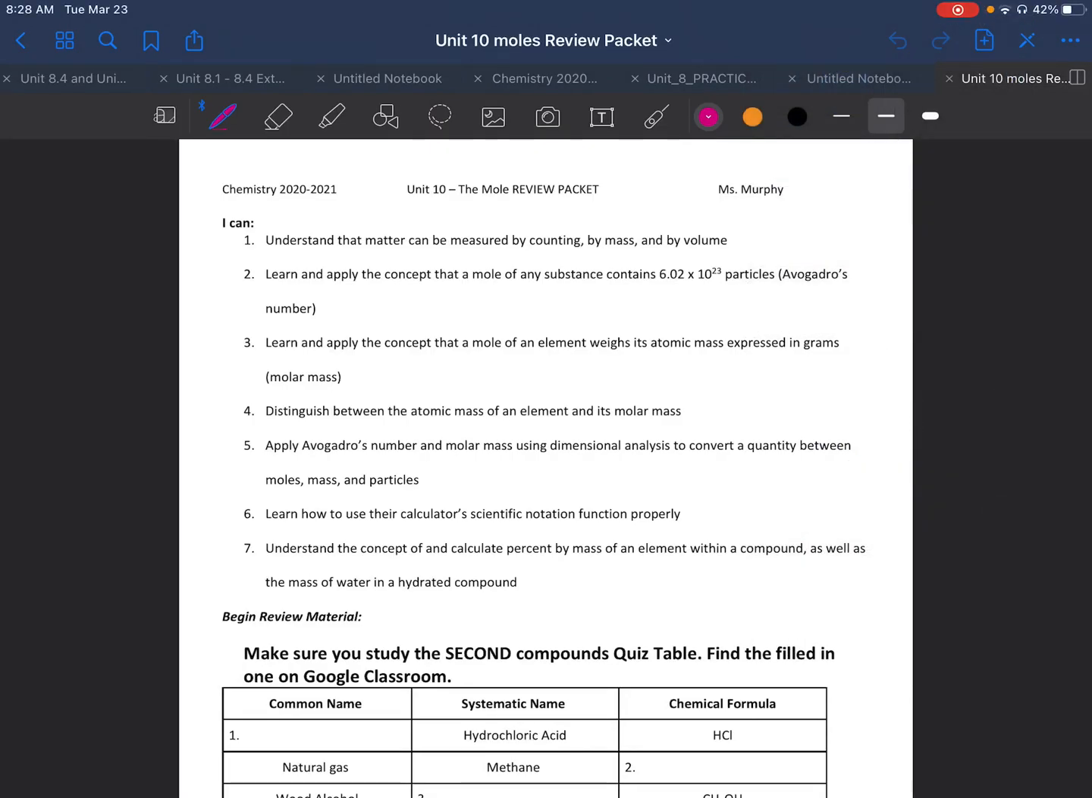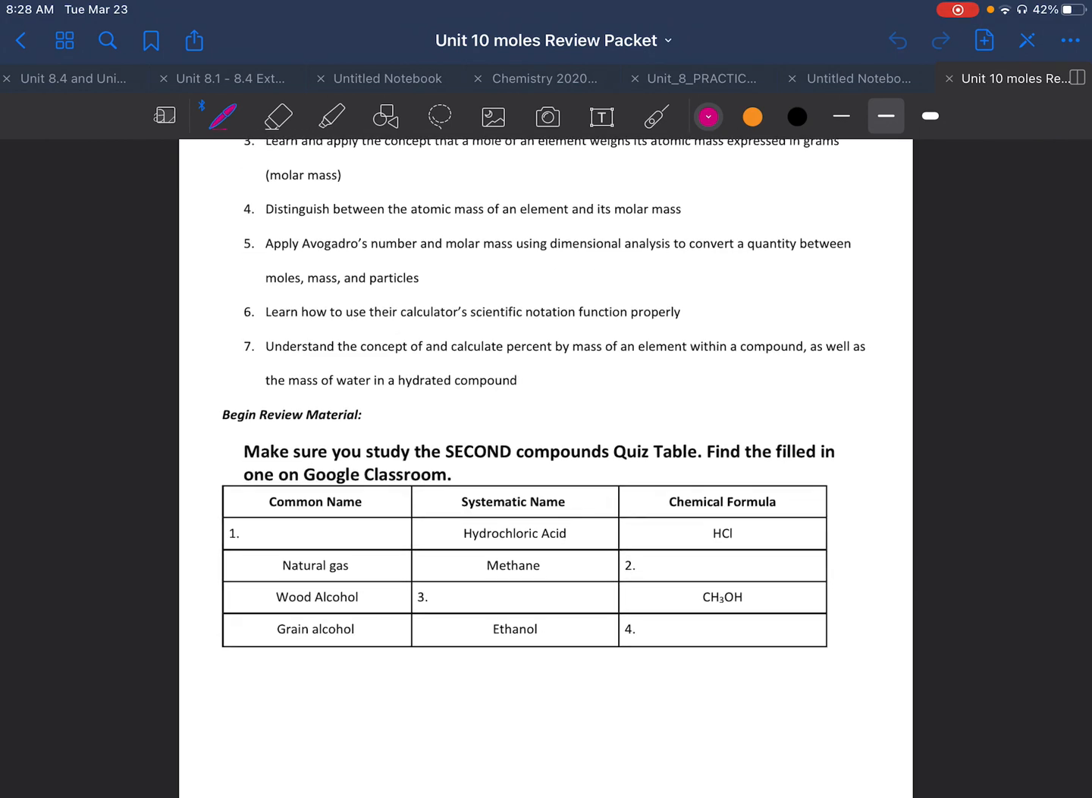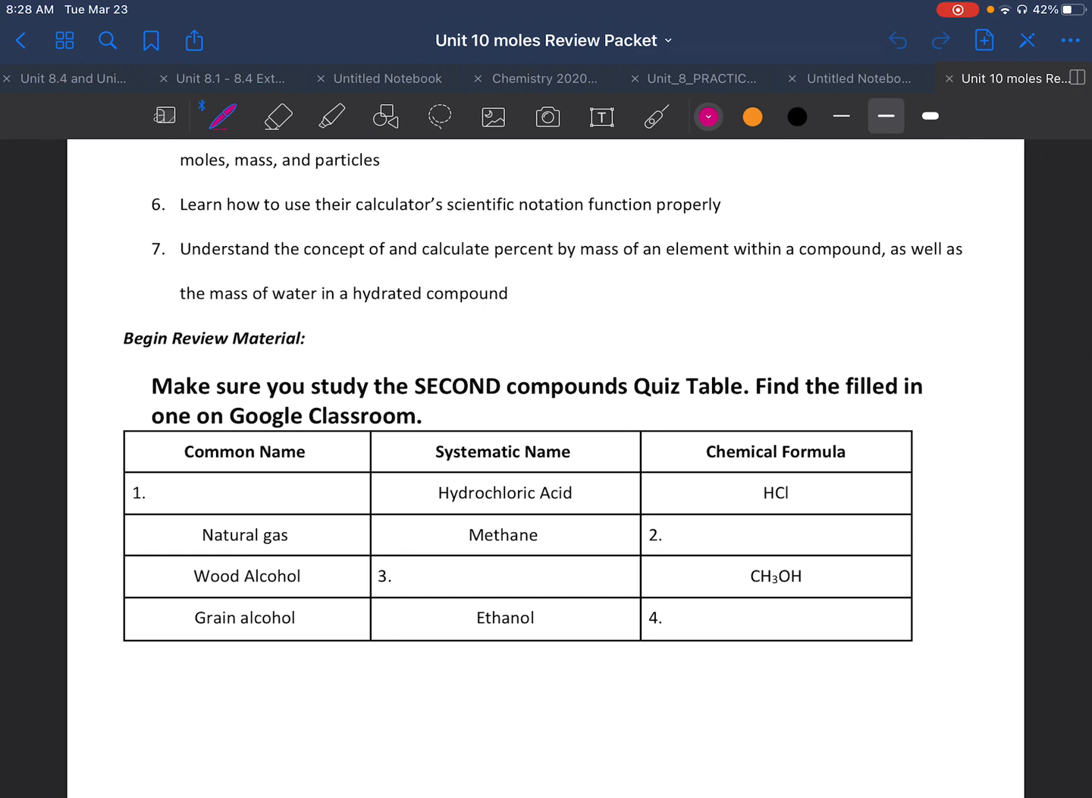All right, so going through Unit 10 review packet. The first thing I'm going to do is fill in your compounds quiz table. Again, you should know all 12 boxes here. I will blank out 4 random ones. This is not me saying this is exactly how it's going to look. So you need to know every box, even the ones you don't fill in.